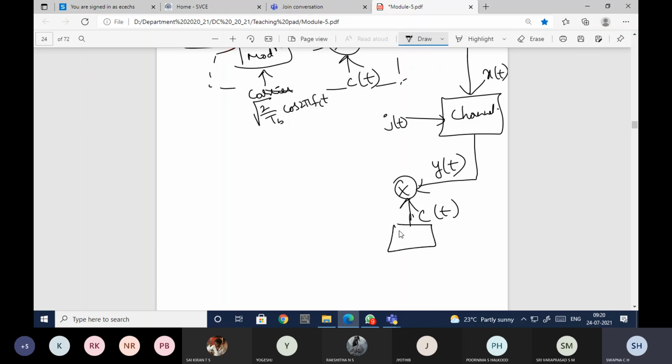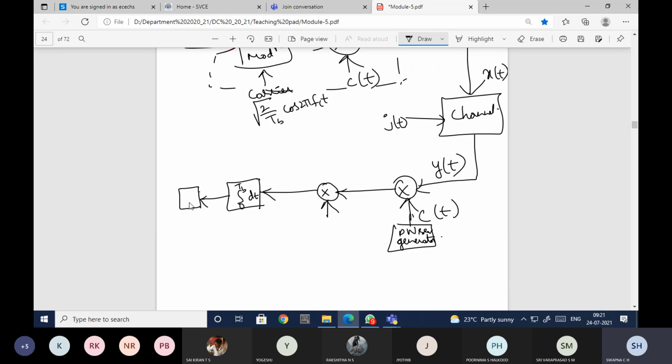This c of t is nothing but the PN sequence. How am I getting this PN sequence? From the PN sequence generator. From this I'll get C of t. That C of t, I have to give it to the coherent detector. If you can recall the BPSK coherent detector, what we did was give it to the multiplier, and the multiplier output is given to the integrator 0 to TB dt, and then I'll get some output.